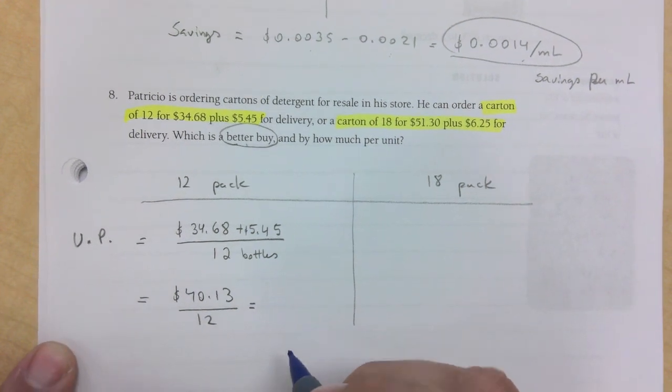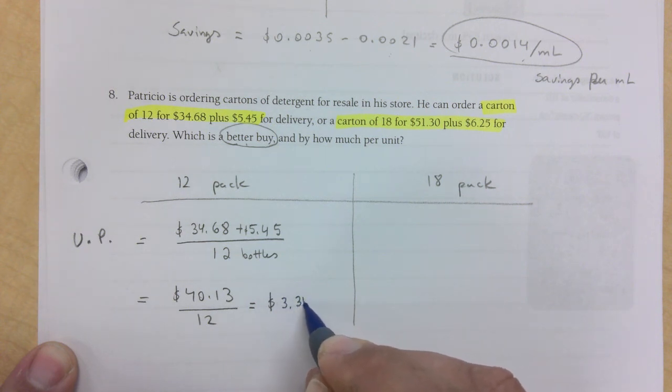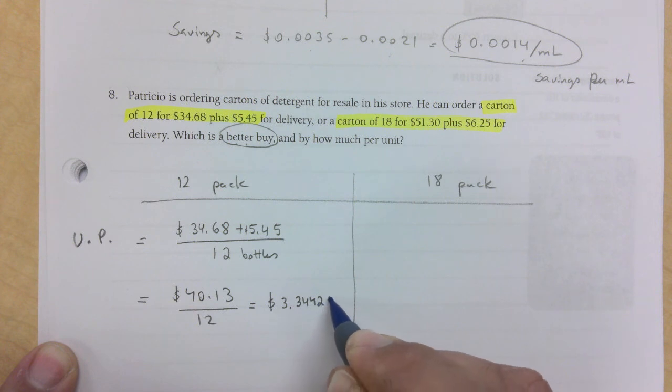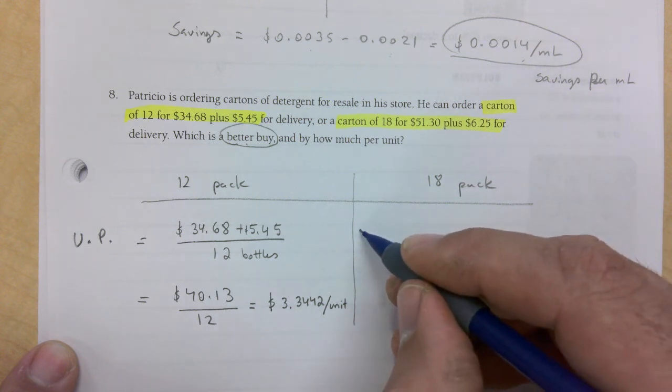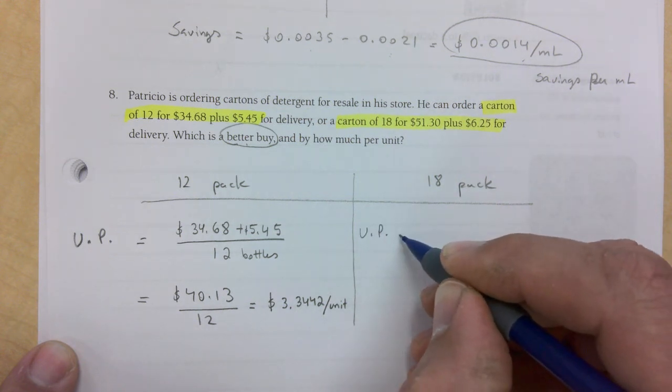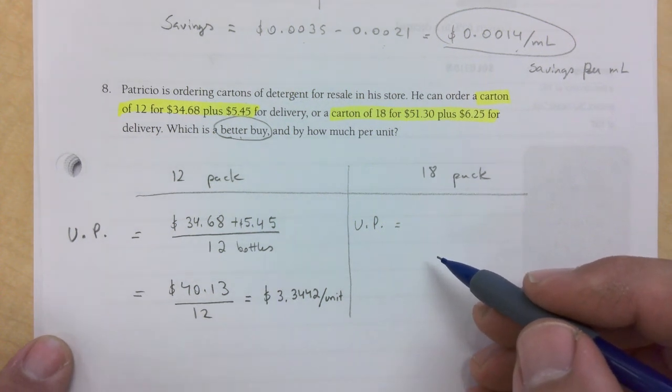And when you find the unit price here, it actually ends up being 3.3442 per bottle. Or we can call it unit, why not, right? For every unit, you would be paying this much under the 12 pack, and that would include the shipping. But you have to include that, you can't ignore that. Okay, you got that down?